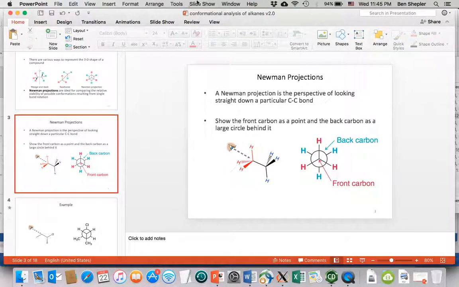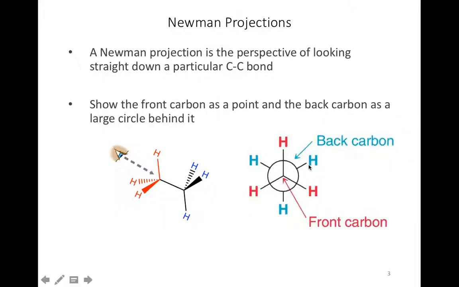And so to represent this in two dimensions, so that we can tell the groups on the front carbon from the groups on the back carbon, what we do is we represent the front carbon by a dot in the center. And so then the full lines coming from the dot to these red groups represent groups coming off the front carbon. And then we represent the back carbon with this big circle. And so then the lines representing the bonds going to the groups on the back carbon are therefore shorter, right? This big thing is the back carbon, and so this is the bond between the back carbon and its groups. So the full lines, groups coming off the front carbon, short lines, groups coming off the back carbon.